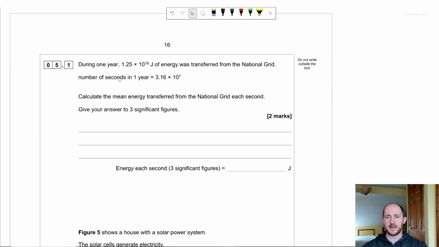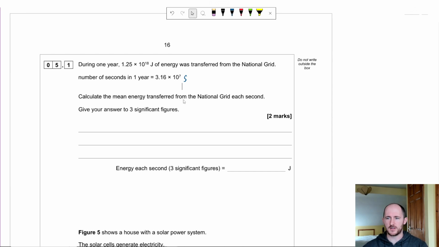Question 5 is about the national grid. It comes up all the time. Very, very useful, very, very interesting, so to speak. During 1 year, 1.25 times 10 to the 18 joules of energy, so that's 125 with 16 zeros, so that's trillions, in fact more than trillions of joules of energy, which is amazing, was transferred from the national grid. The number of seconds in 1 year is 3.16 times 10 to the 7. I'm going to add an S on the end because we need the units, of course.